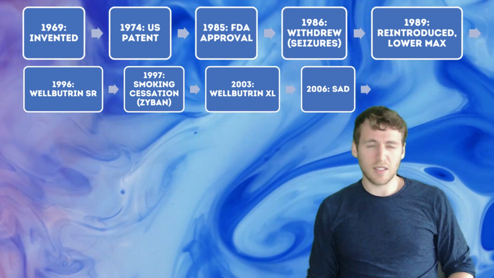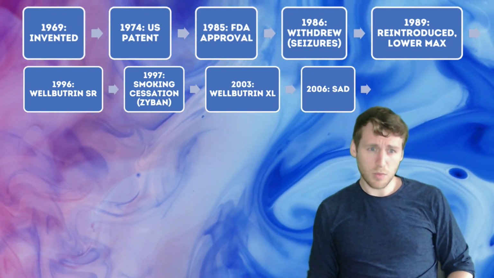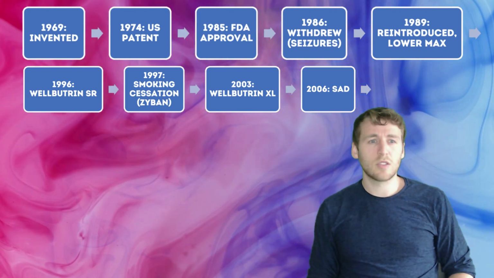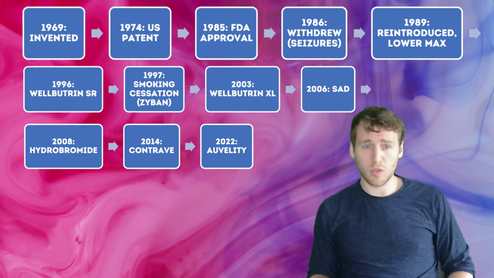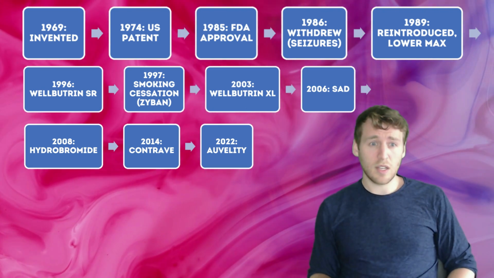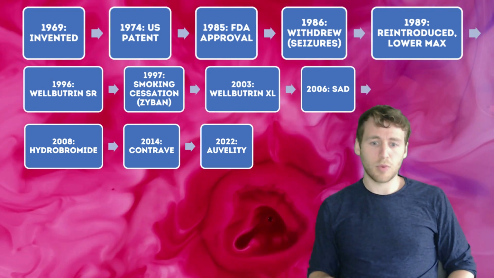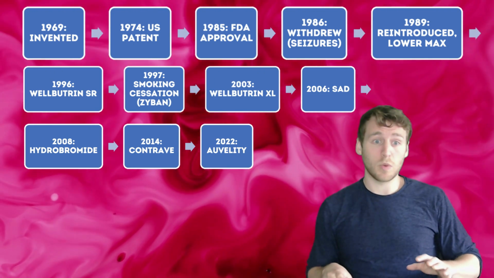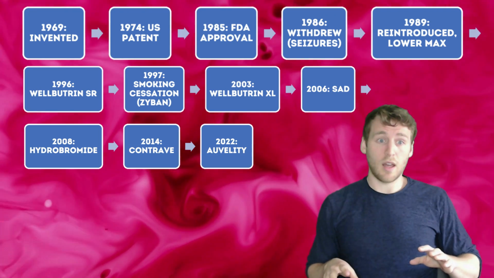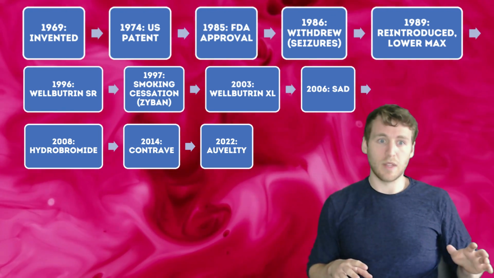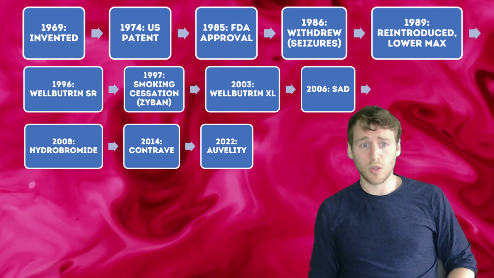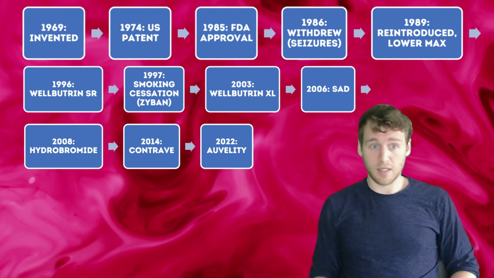In 2006, the Wellbutrin XL was approved as a treatment for seasonal affective disorder. Then in 2008, the FDA approved another formulation. So the initial Wellbutrin was bupropion hydrochloride. The FDA approved the new formulation, which was bupropion hydrobromide salt. So instead of hydrochloride, it's hydrobromide. And there it was sold under the name of Aplenzin.